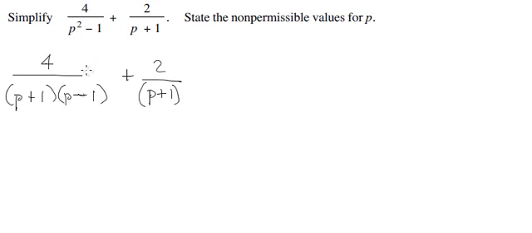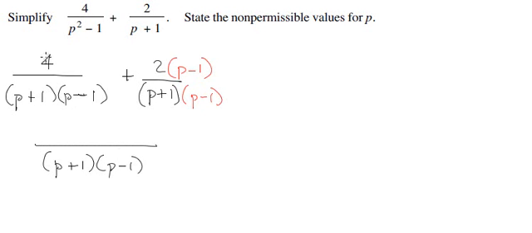So each of these already contains a p plus 1. There's no need to adjust that. But the first one contains a p minus 1, so the second needs that as well. And if you put it in the denominator, you better put it in the numerator too. So now we have the two of these with the same denominator, p plus 1, p minus 1.